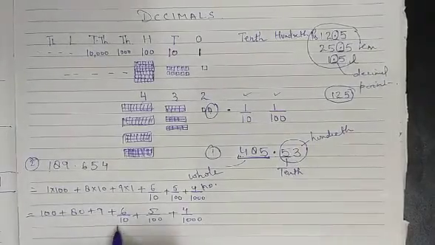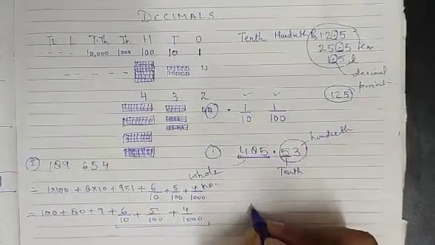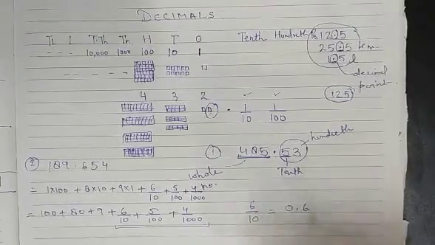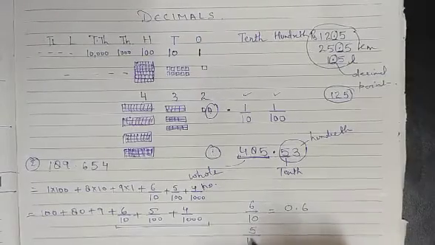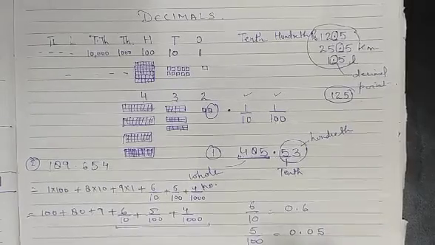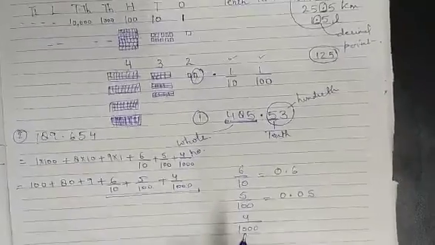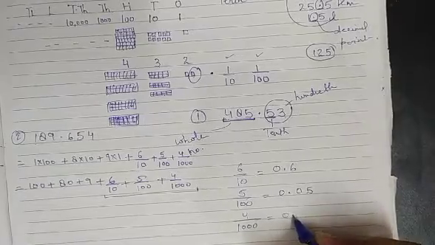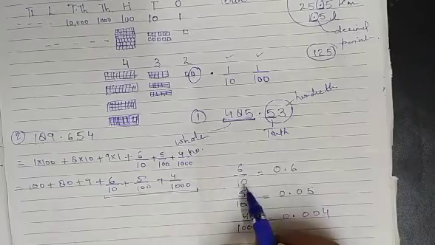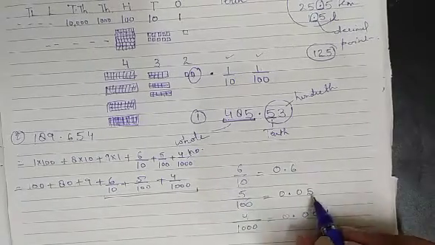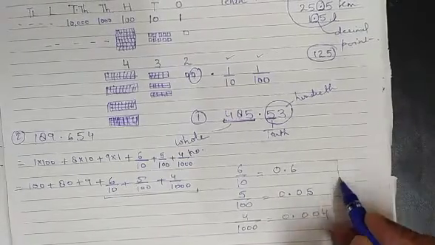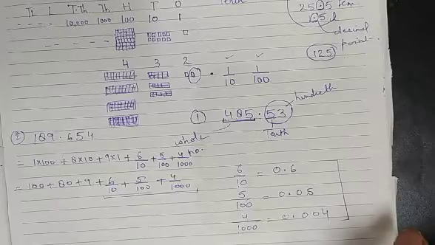Now see how these can all be expressed. 6 upon 10 will be represented as 0.6. 5 upon 100, 0.05. 4 upon 1000, 0.004. क्लियर? मतलब हमें ये देखना है नीचे कितने जीरो हैं, हमें उतने राइट साइड से उतने नंबर वाइज पॉइंट लगाना है. क्लियर? ये था हमारा डेसिमल का बेसिक.